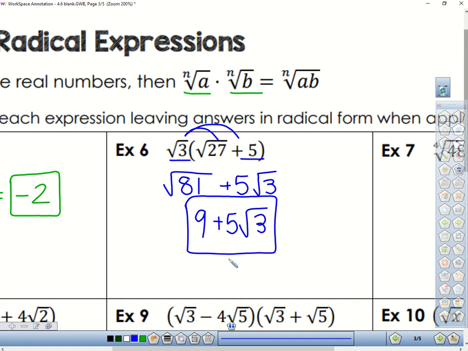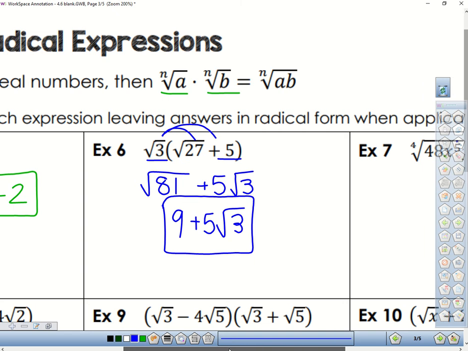So this is what we call simplest radical form. A calculator will give you a decimal approximation of this answer if you wanted one. But if we're giving it in simplest radical form, make sure you leave it like that.